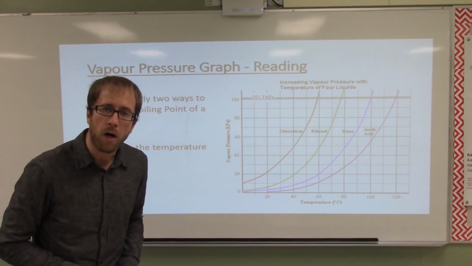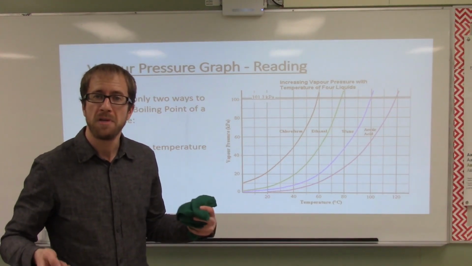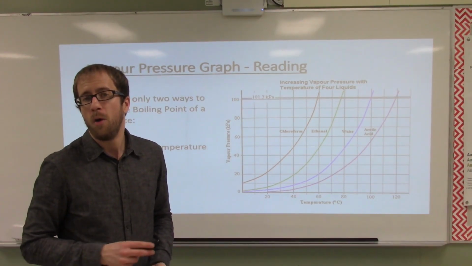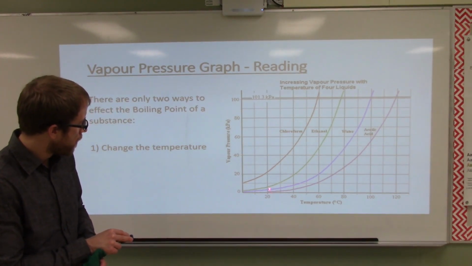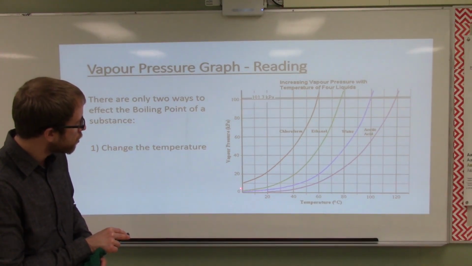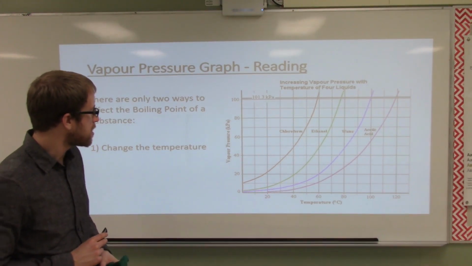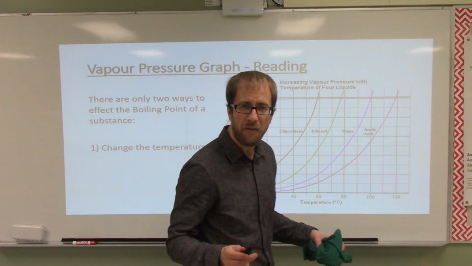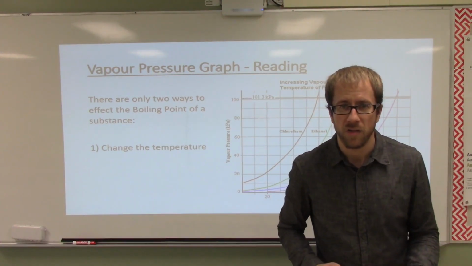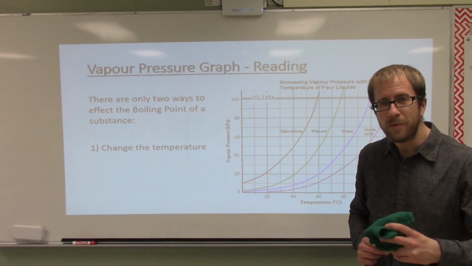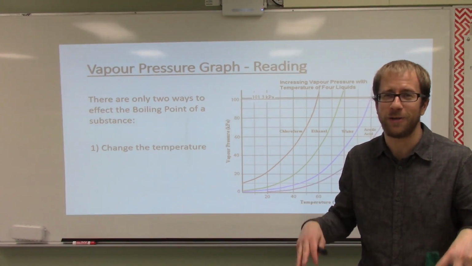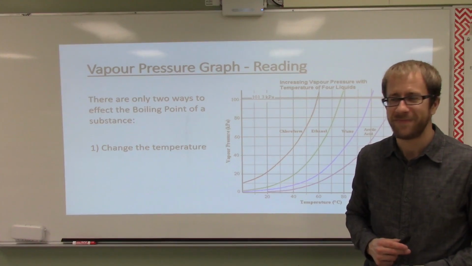So what about water? Let's say we wanted to make water boil at room temperature. So room temperature, 20 degrees Celsius. Here's water here. We would have to decrease the pressure to approximately 2.5-ish kilopascals. So you can boil water at room temperature if you can get the pressure it's experiencing low enough.